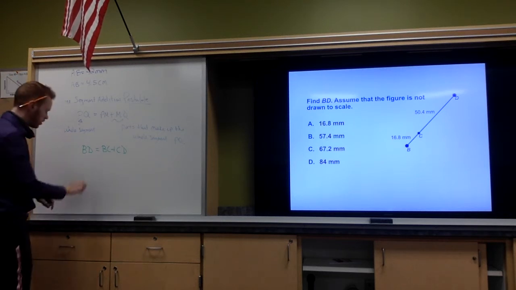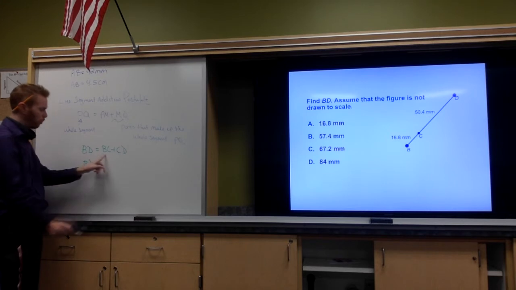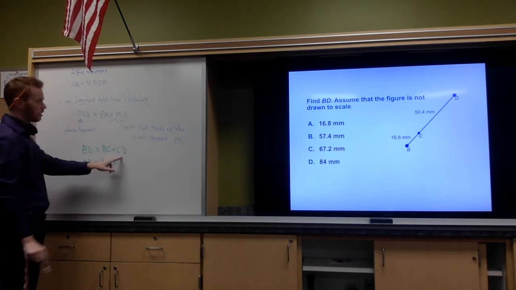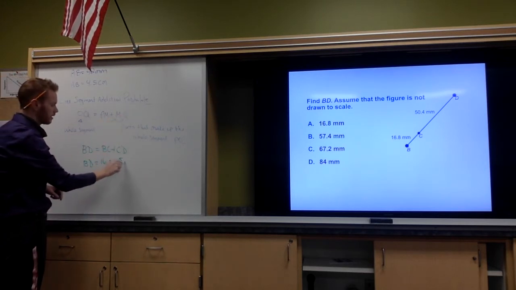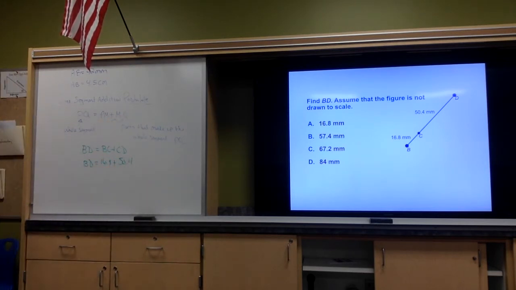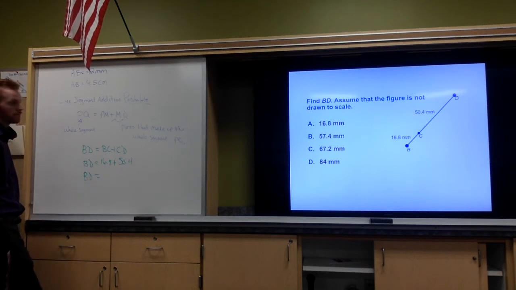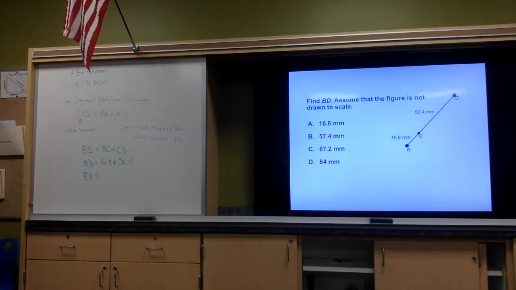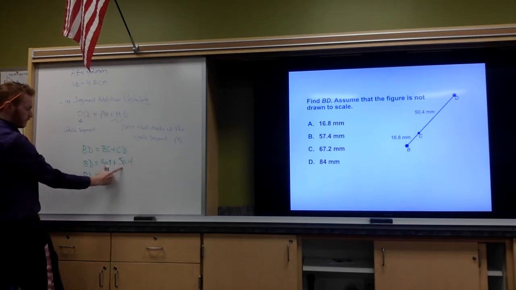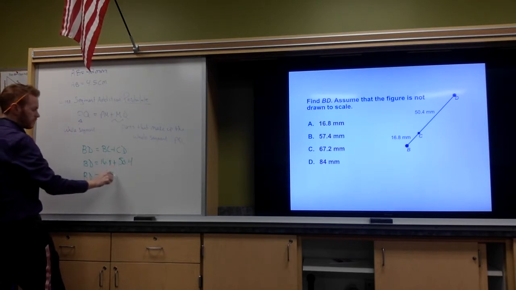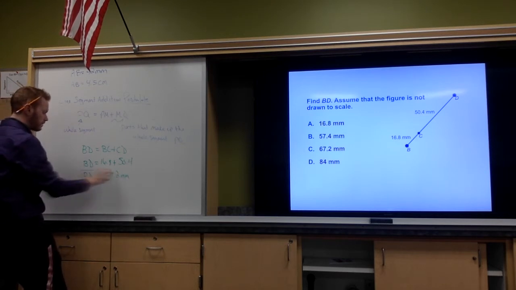So BD. What's the length of BC? If you look at the slide, it's 16.8. What's the length of CD? 50.4. Okay. Add those two distances together. And what do we get for that? I think it's going to be, what, 62.7? 50 and 16 makes 66. 0.8 and 0.4 gives you an extra 1.2? 67.2 millimeters. That's the total length.